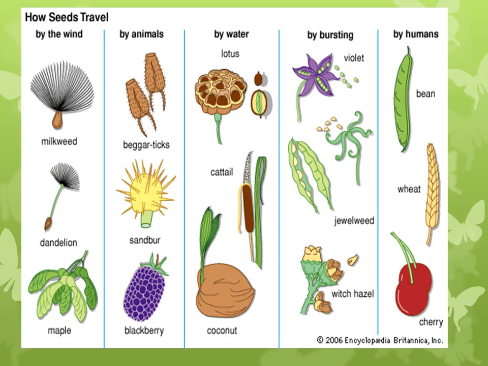The next is by animals. What happens is the seeds have spines or hook-like structures or rough surfaces. When animals rub against these plants, these stick to the skin of the animals, and even when animals are walking by, passing by, automatically they stick to the skin of the animals and fall in some other places. That is by animals.